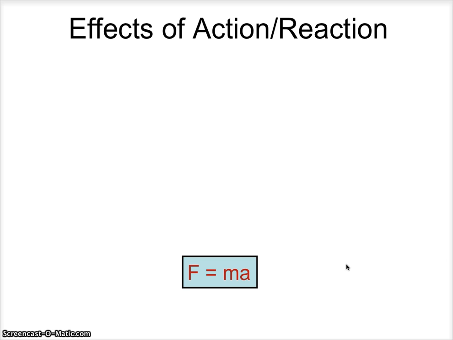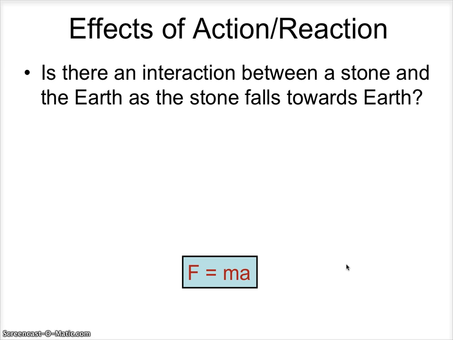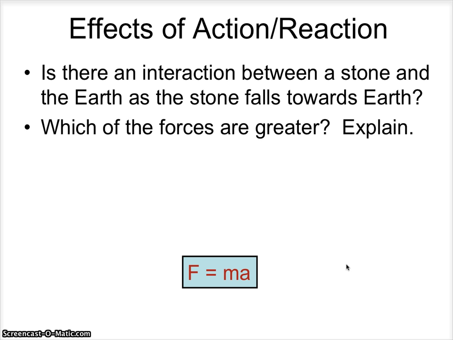So the effects of action-reaction pairs are found by means of the calculation force is equal to mass times acceleration. So there is an interaction between a stone and the earth as the stone falls towards the earth. Is there a force acting on the stone? And of course, if you had said yes, it's gravity. And because all things are action-reaction force pairs, then there have to be 2 forces, one acting on the rock, the other one acting on the earth. So then now the question remains, which of those 2 forces is greater? Please explain.